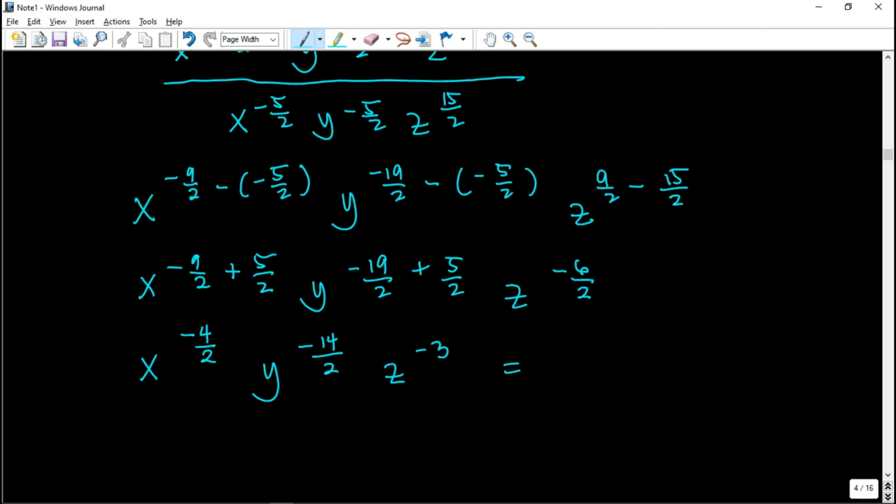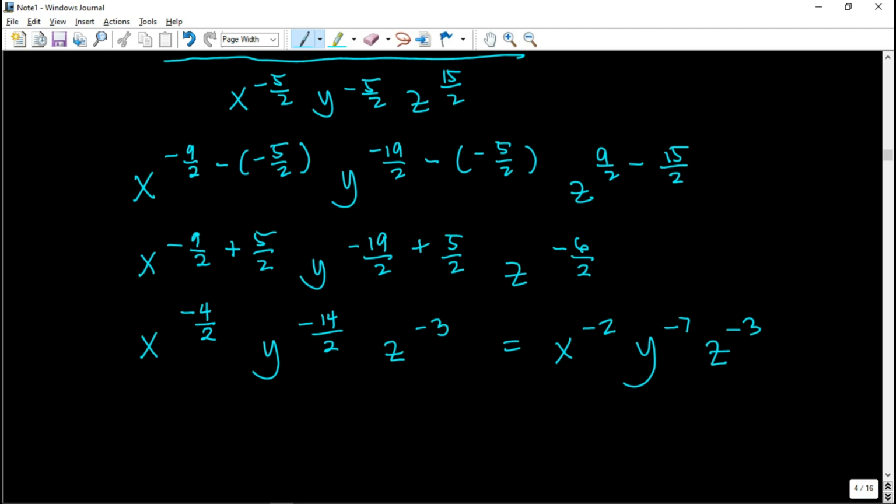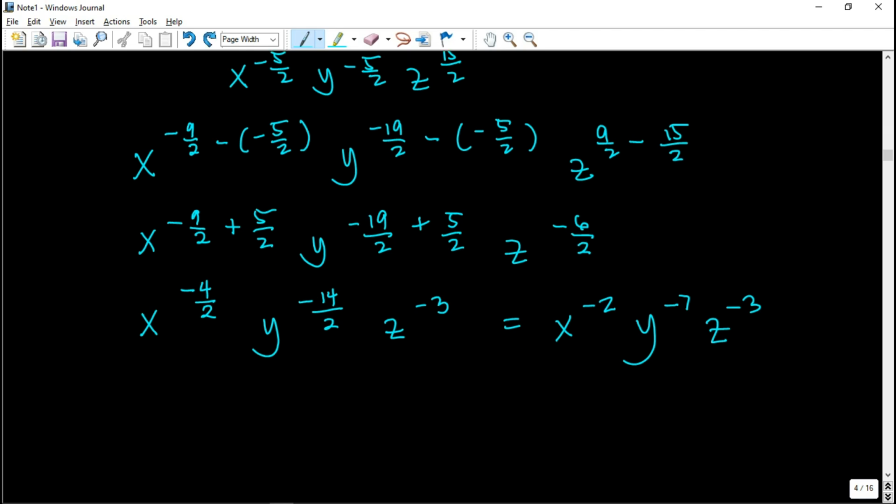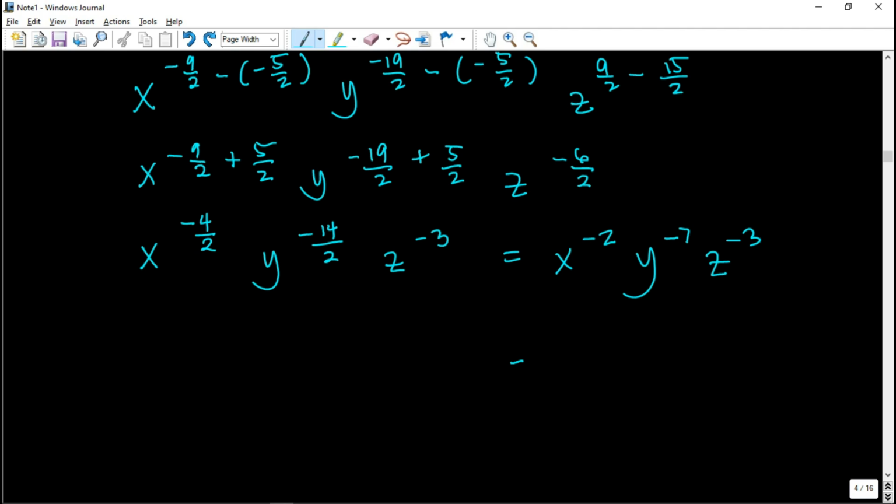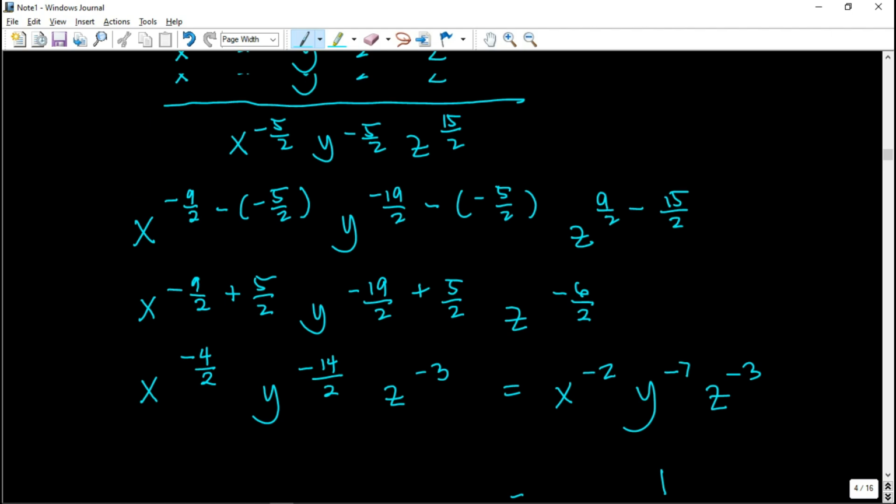We have here negative 4 divided by 2, we have here x raised to negative 2. And we have here y raised to negative 14 divided by 2, negative 7. And we have here z raised to negative 3. Then we simplify again because our exponent here is negative. Gawin natin siyang positive by placing it to the denominator. Okay, this becomes 1 all over x squared, y raised to 7, and we have here z cubed. This is the final answer for this problem.